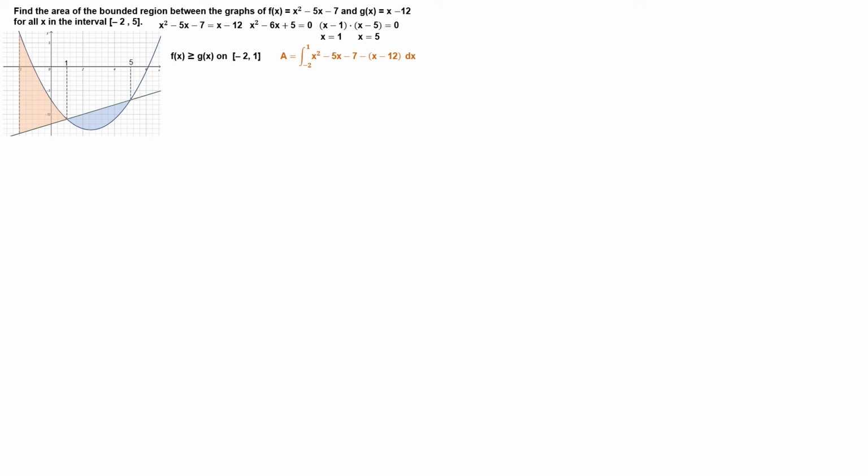the parabola and straight line intersect when x equals 1 and x equals 5, and we can observe that the points where the graphs intersect are not the limits of integration. So we should always sketch a graph of the region. We can observe that between x equals minus 2 and x equals 1, f is greater than g, and between x equals 1 and x equals 5, g is greater than f. So we write the area as a sum of integrals over the two intervals. We now perform the calculations.